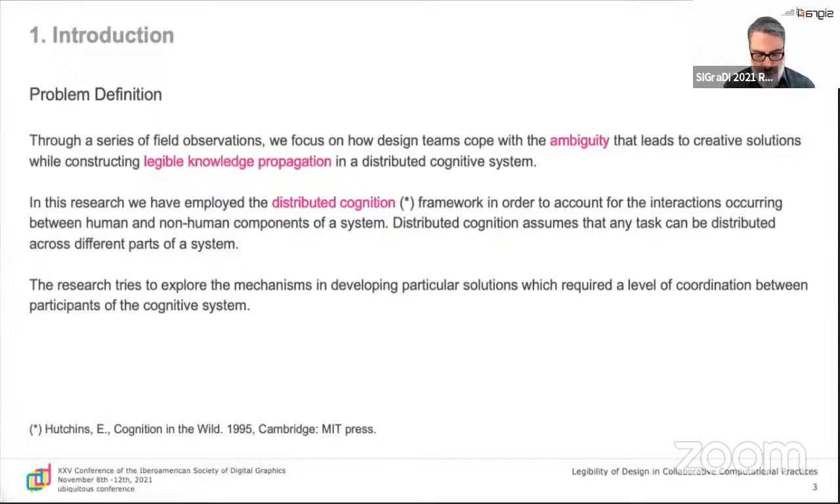In this research, we have employed the distributed cognition framework in order to account for the interactions occurring between human and non-human components of a system. Distributed cognition assumes that any task can be distributed across different parts of a system. The research tries to explore the mechanisms in developing particular solutions which require a level of coordination between participants of the cognitive system.